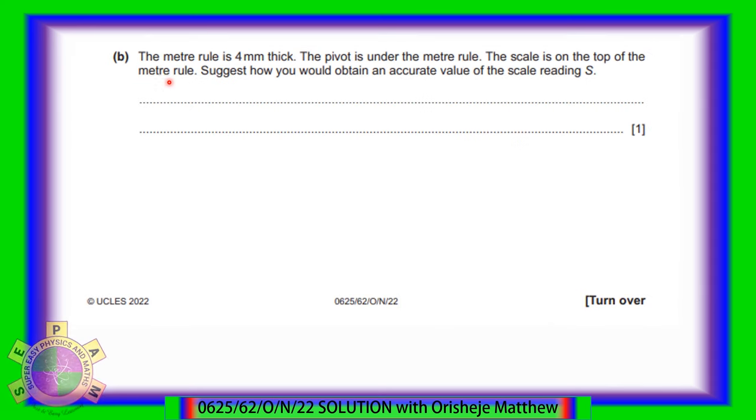Now the meter rule is 4 millimeter thick, the pivot is under the meter rule, the scale on top of the meter rule. Suggest how you will obtain an accurate value of the scale reading X. All you need to do is view vertically. View the scale of the rule perpendicularly, so avoid error due to parallax. That is all you need to do.